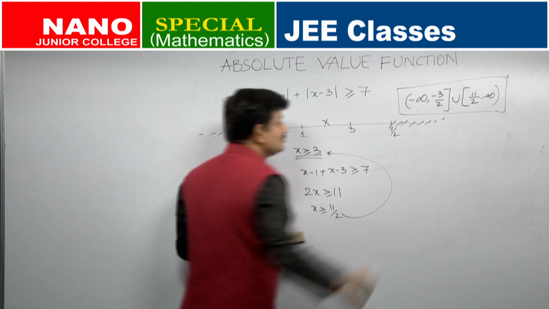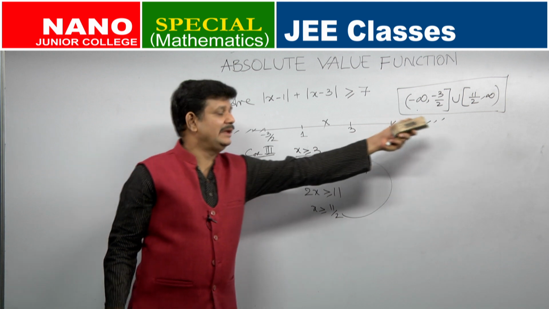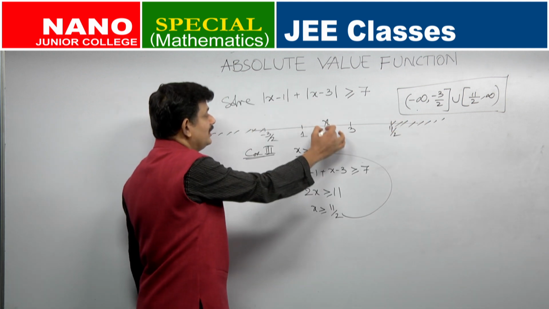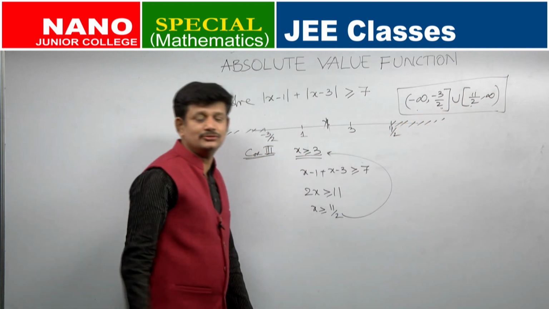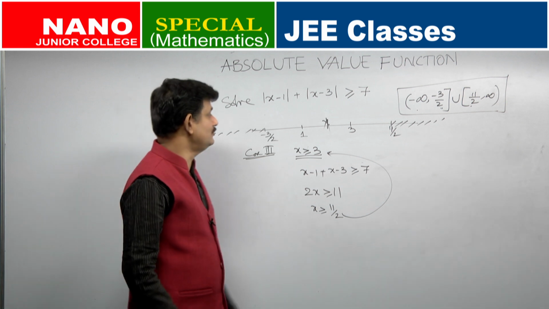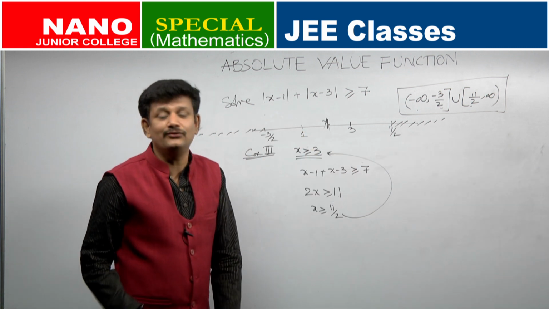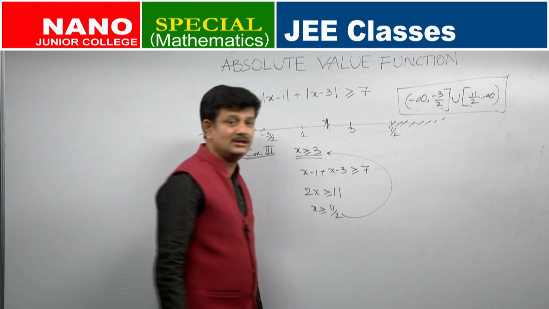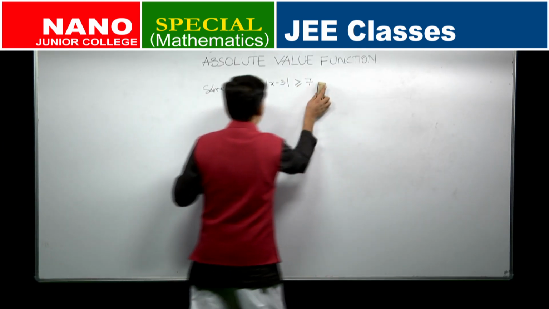So, effectively what is our solution? Minus infinity to minus 3 by 2 union 11 by 2 to infinity. We saw symmetry about the midpoint of 1 and 3. Even if you add these numbers and divide them by 2, you will get 2. You can just verify the sum of those two numbers divided by 2 will be the midpoint. So, the identification of this symmetry is very important to you, both in algebra as well as in your geometry. Let me solve another inequality for you.